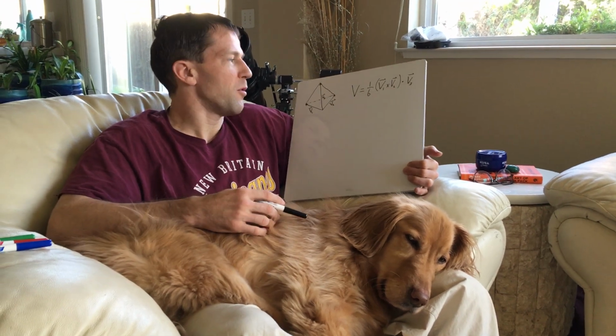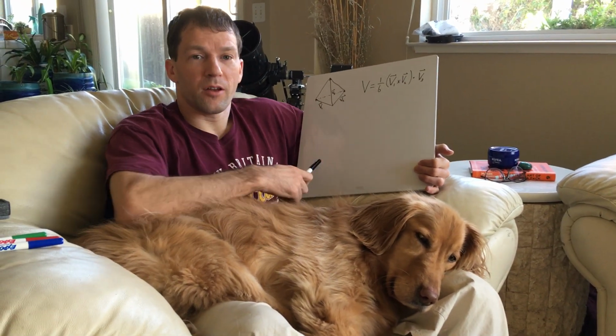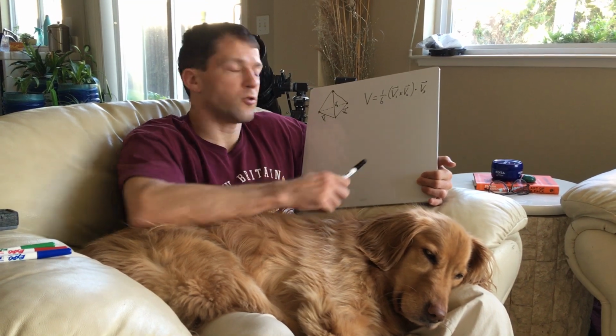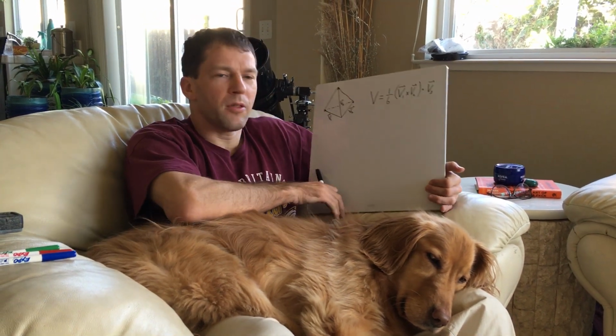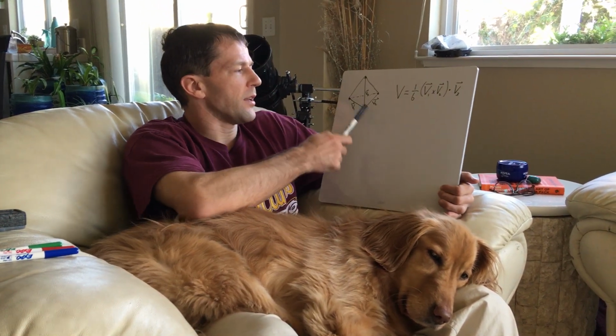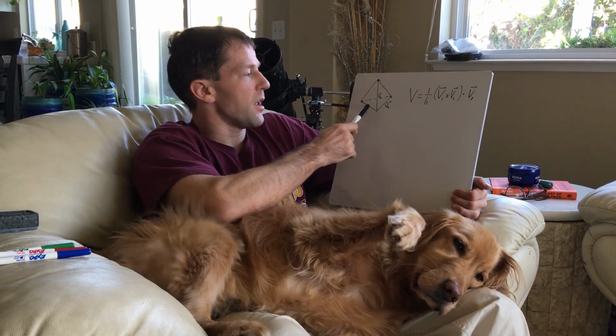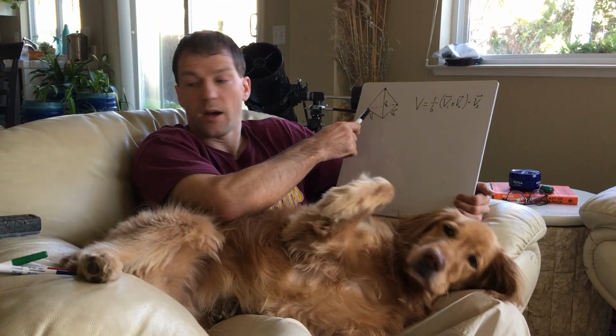Okay, this video is on the volume of a tetrahedron and the vector triple product. Both of these things are really cool. A tetrahedron is just a pyramid that has a triangle on the base.